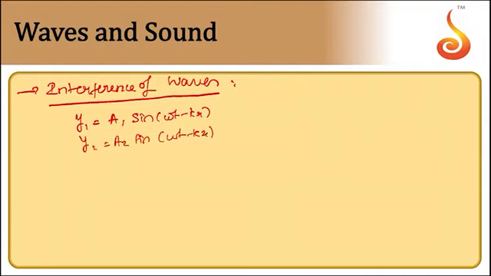We can also assume that they have some phase difference, say phi. The phase difference between them can be taken as some phi naught. Then the resultant displacement or wave is given by y1 plus y2. This can be shown pictorially. This is the first wave, and if I use a phasor diagram, this is how I represent a1 and this is a2, and the phase difference between them is phi naught.